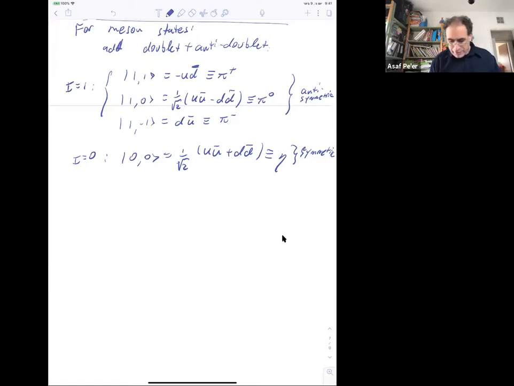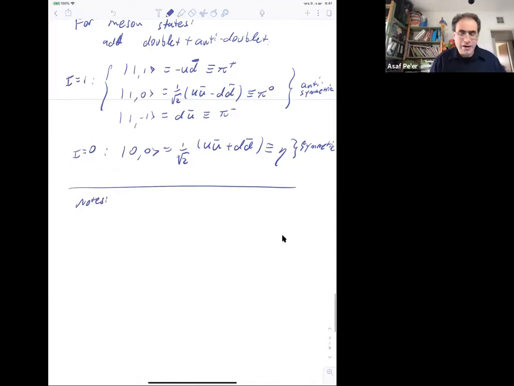So, okay, we know this is for the proton and neutron, right? So we have these up and down quarks. We know that there are other quarks. So just a few notes. If we have quarks that are not up and down, we simply assign to them I equal to 0. For quarks which are not up and down, we put I equal to 0.